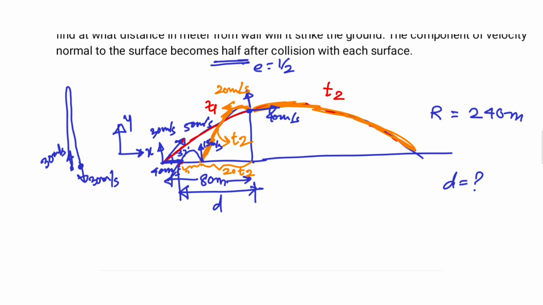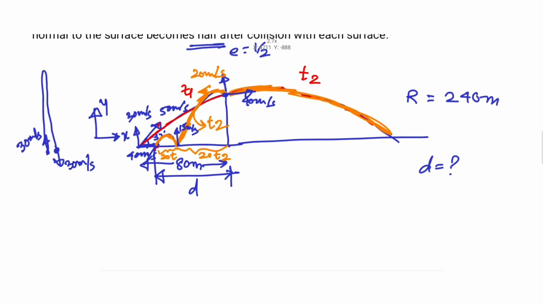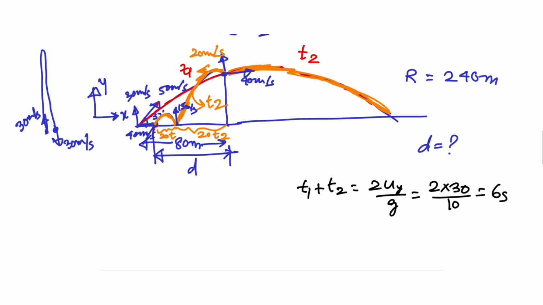So what will be this distance? 20 times the time taken to travel this path from here to here; let the time be t. One thing we know is t1 plus t2 equals, analyzing the motion along the y-axis, 2 uy divided by g. That is 2 times 30 divided by 10, which is 6 seconds. Now the velocity changes from 30 to 15, that is, the velocity becomes half, so the time taken will also be half. So t will be 6 divided by 2, that is 3 seconds.